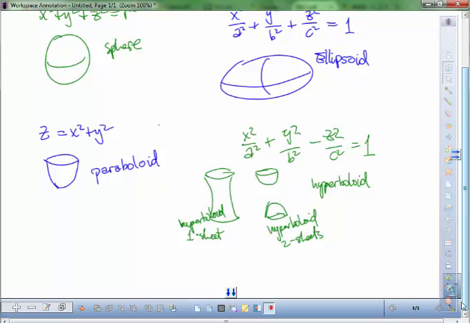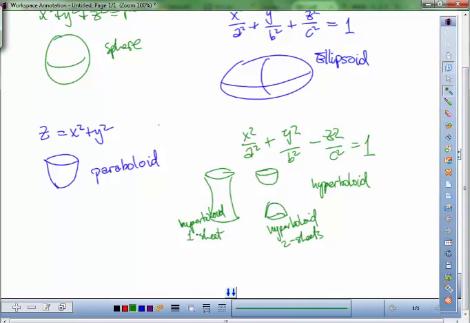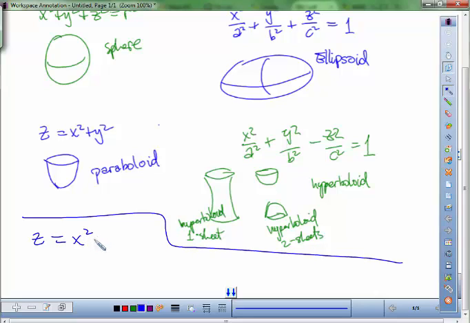And so I want to add one more to this list of things. It kind of looks like a paraboloid, but one of them has a minus sign. So this is still called a paraboloid, but the idea behind calling these things paraboloids and something else is based on what we're going to define as traces.